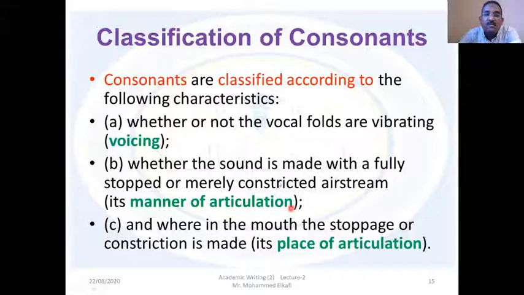So when we want to classify a consonant, we should mention whether the sound or the consonant is voiced or not. Is the sound voiced or unvoiced? And also we should mention the manner of articulation and place of articulation. Let's see more about this point.